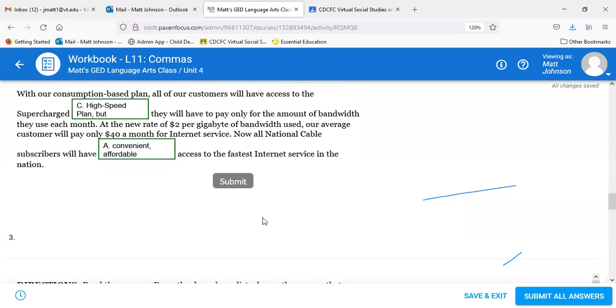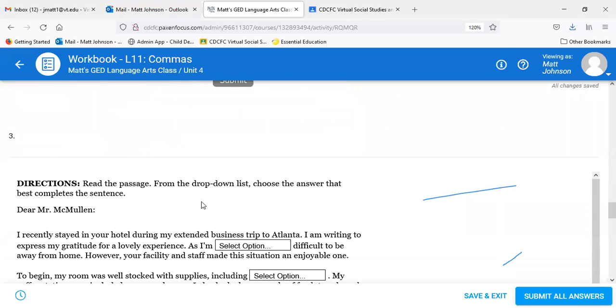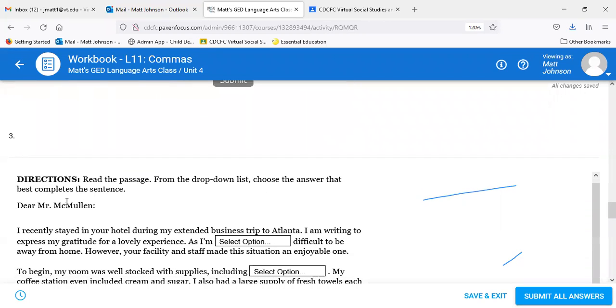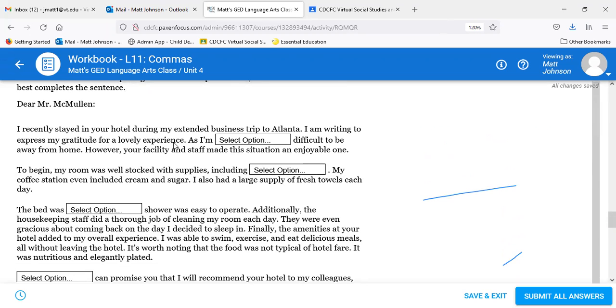Okay, now. Dear Dr. McMullen, dear Mr. McMullen. Okay, dear Mr. McMullen, I recently stayed in your hotel during my extended business trip to Atlanta. I am writing to express my gratitude for a lovely experience. As I'm sure you understand, it is difficult to be away from home.